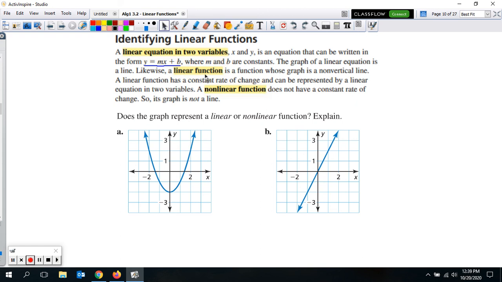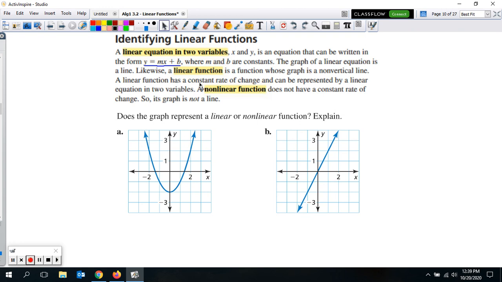Likewise, a linear function. So there's a linear equation and then a linear function. Now, a function is typically given in function notation, like f of x. So a linear function is a function whose graph is a non-vertical line. A vertical line would not be a function. A straight up and down line would not be a function because it would not pass the vertical line test like we saw in the last lesson. A straight horizontal line goes straight across and is okay.